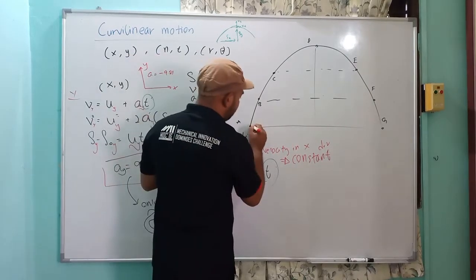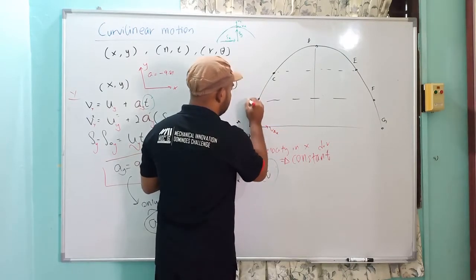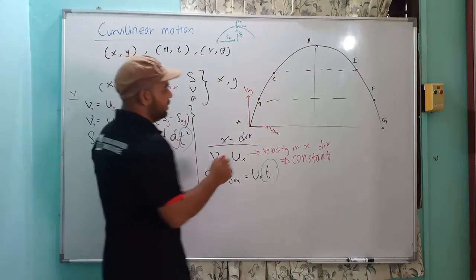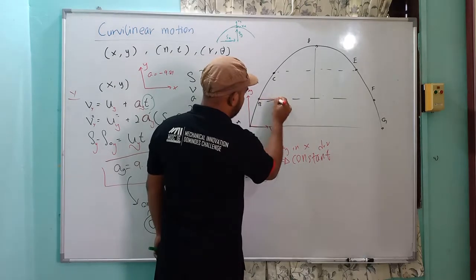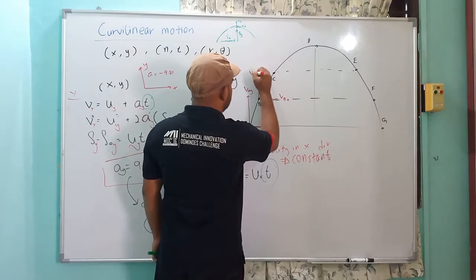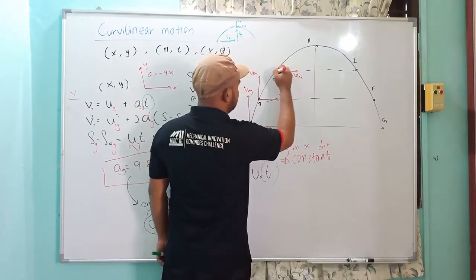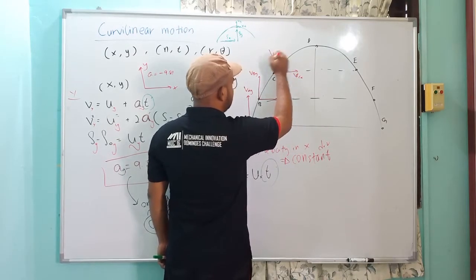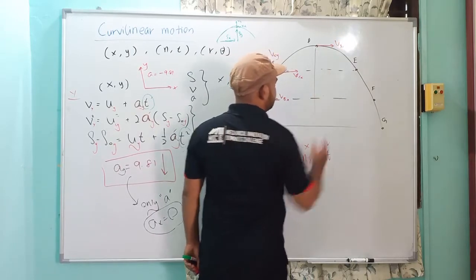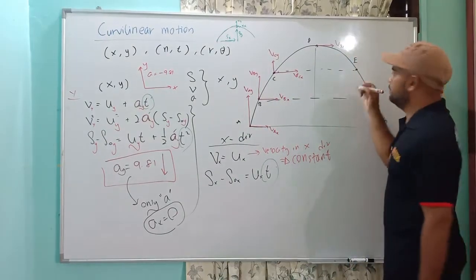So here we have VAX, VAY, and then here we have VBX, VBY, VCX, VCY, VDX. Okay, and then continue this part.